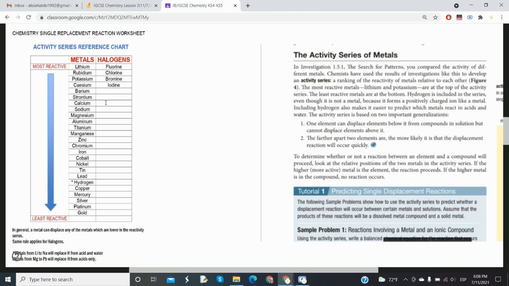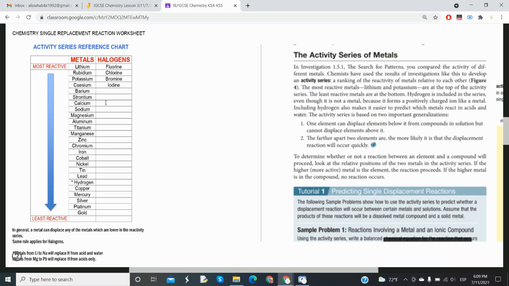If the higher or more reactive metal is the element, then the reaction would proceed. Of course, the more reactive metal has to be the first one reacting with a less reactive metal, so it has to be the first in a chemical equation or chemical reaction. If the higher metal is in the compound, then of course no reaction would occur.